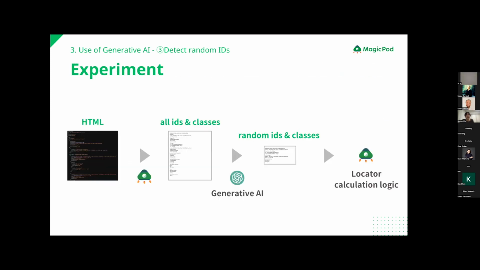This is a system structure to realize this feature. First, retrieve all IDs and classes from a specified HTML by using normal HTML parsing logic. And then pass this list to generative AI and ask it to pick out only random IDs and classes. If it works successfully, we can pass this result to the MagicPod locator calculation logic.